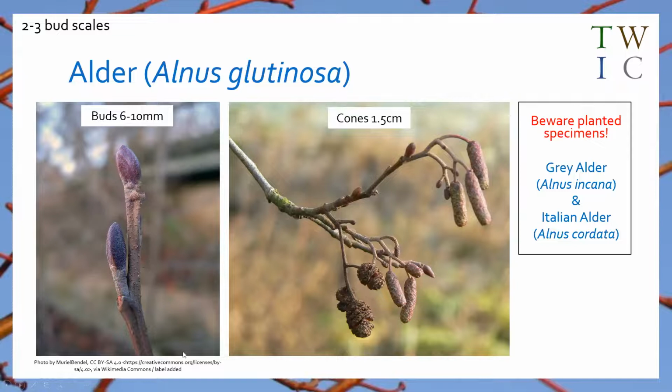The twigs are quite rough, with the lenticels, these little dots visible. And of course, alder will often have cones. So these are the female fruits. And you can see the catkins, so the male flowers developing.